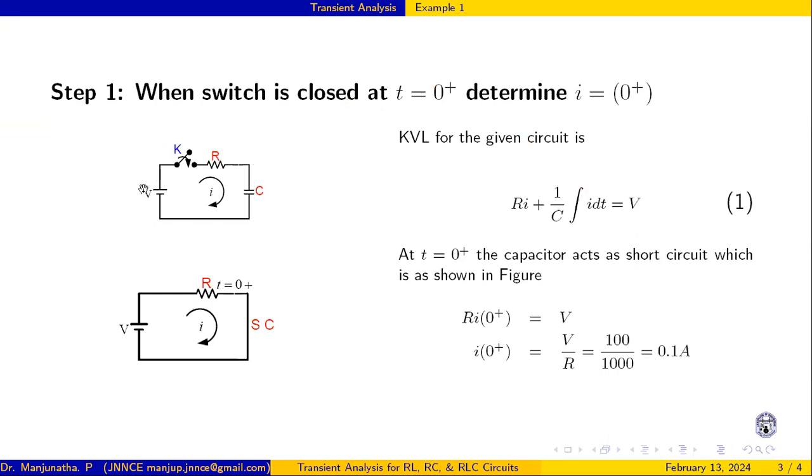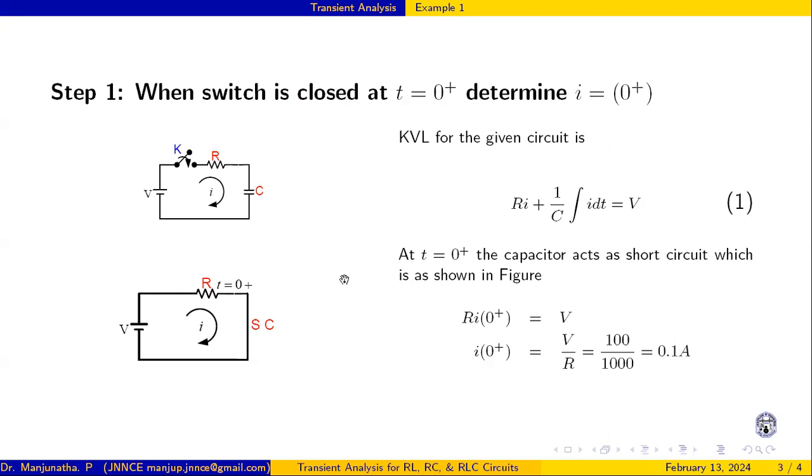When we write a KVL for this circuit: R into i plus 1 by C integral of i dt is equal to V. This is the KVL around this loop. At t equals 0 plus, when we suddenly close this switch, the capacitor acts as a short circuit for sudden changes. So the voltage across the capacitor, this term, is going to be 0. It is R i of 0 plus is equal to V, or i of 0 plus is V by R. This is about i of 0 plus.